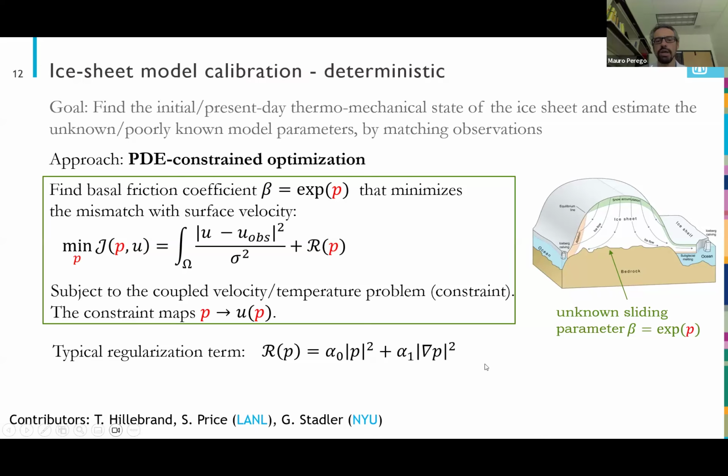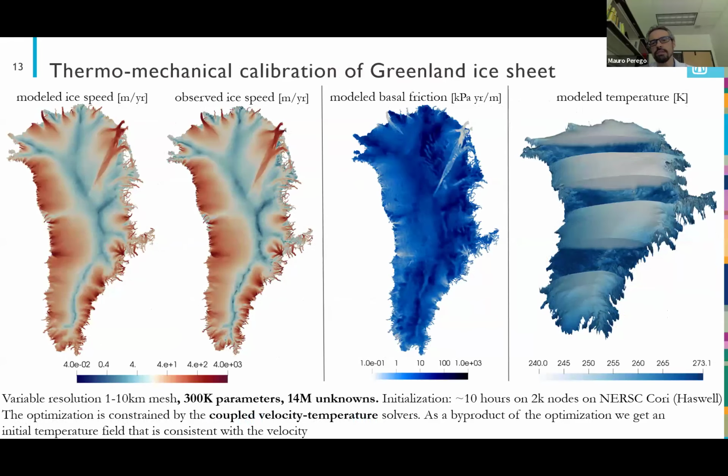So, for example, if you expect the field to be smooth, then you will add this term where you penalize basically the gradient of this term, and so you will end up with a field that's smoother. This is a simulation that we've done, like in PDE constrained optimization for the Greenland ice sheet.